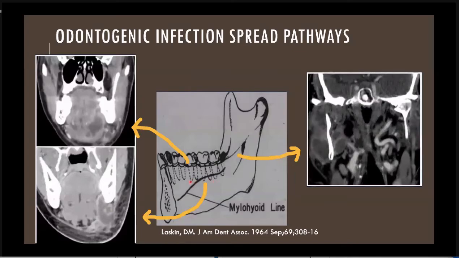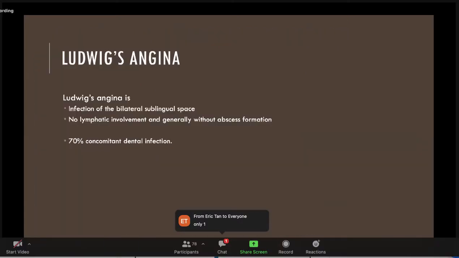The relation of the apex of the teeth correlates with the preferential spread of infection. If the apex of the tooth is above the mylohyoid line here, infection will preferentially spread to the sublingual space. Compared to the apex of the tooth which is below the mylohyoid line, infection will preferentially spread to the submandibular space. And if infection is from the posterior tooth, it will spread to the masticator space posteriorly.